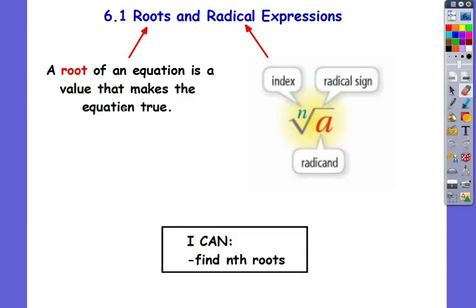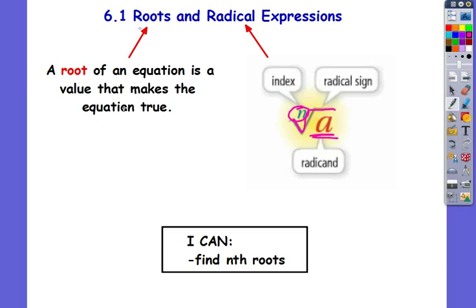Today we're going to start in on Chapter 6, Roots and Radical Expressions. Just a little bit of a review. Remember that the radical would be this sign. If there's no number out front, it indicates that's a 2, or the square root. That number out front would be called the index. The number underneath the radical sign would be called the radicand.